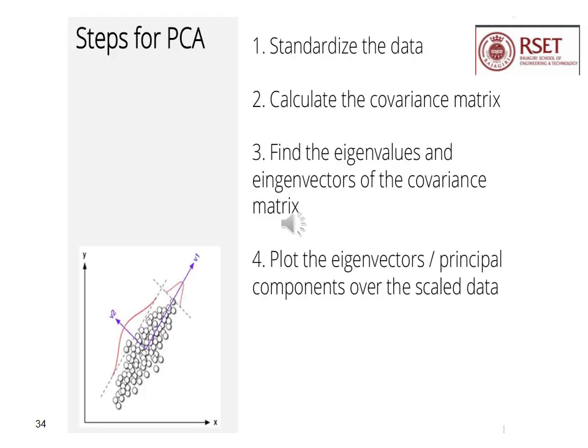Next are the different steps for PCA. First of all, standardize the data. Second, calculate the covariance matrix. Third, find the eigenvalues and eigenvectors of the covariance matrix. Finally, plot the eigenvectors or principal components over the scaled data.